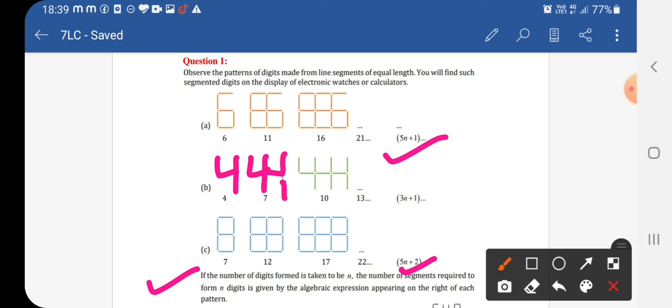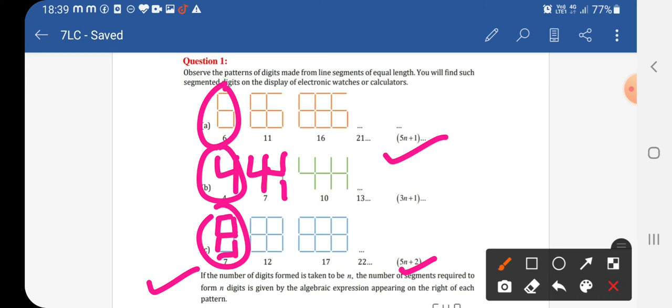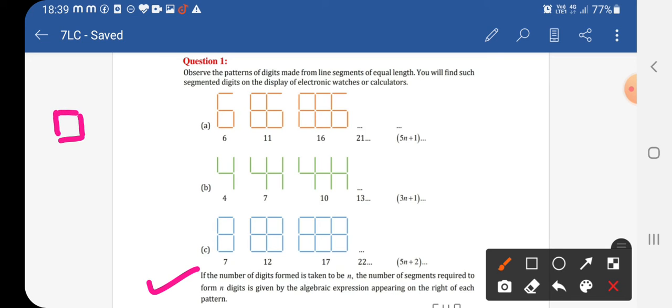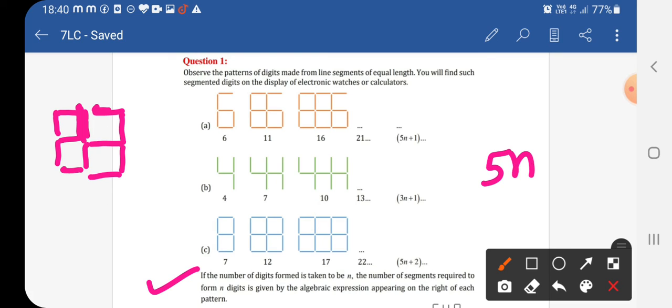Now come to this one, 5n plus 2. See, it is already 8: 1, 2, 3, 4, 5, 6, 7. Don't focus on the first one, we have to focus on the second one. Now see, let me just make one 8: 1, 2, 3, 4, 5, 6, 7. Now if I want to make one more 8, this one is already there, 1, 2, so this is already there. How many new ones do I have to make? 1, 2, 3, 4, 5. So I have to make 5 new segments. That's why it is 5n.